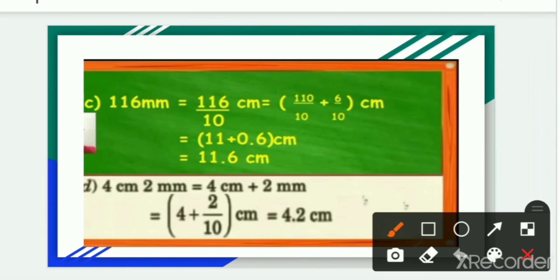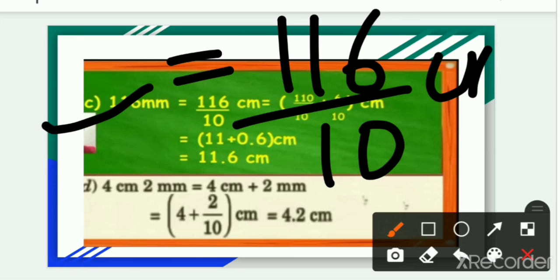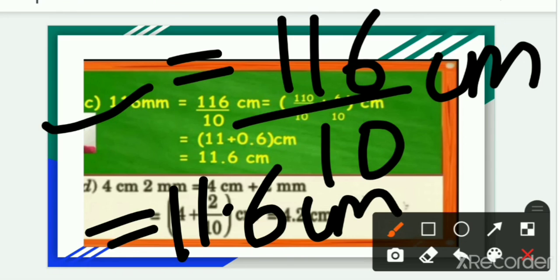The next part we have is 116 mm. We have to convert this millimeter into centimeter. So 1 mm is equal to 1 by 10 centimeter. So we will directly divide this 116 by 10 centimeter. It will be 11.6 centimeter.